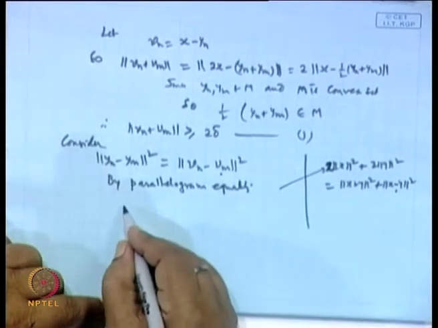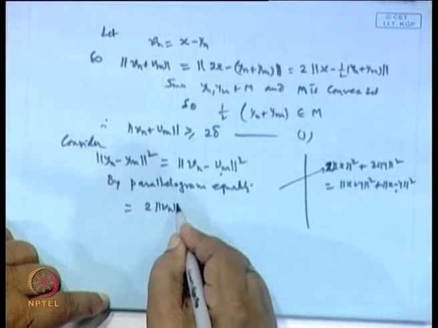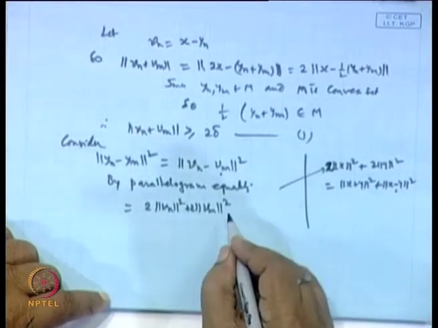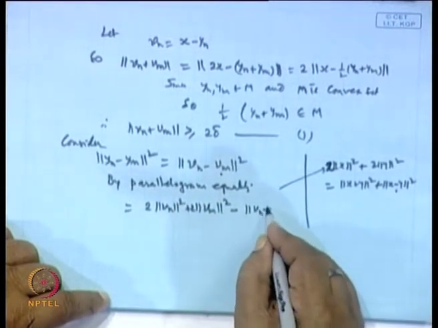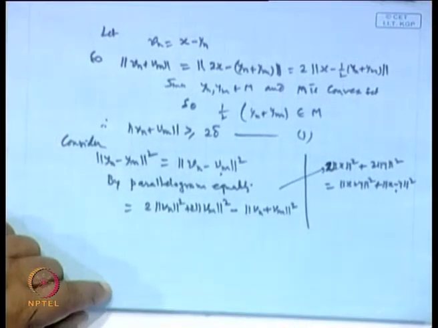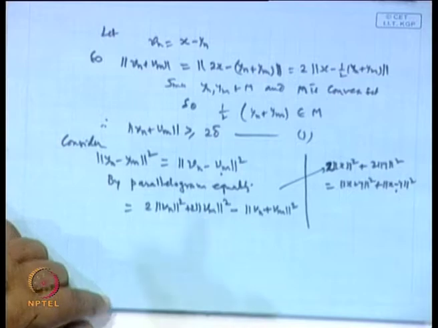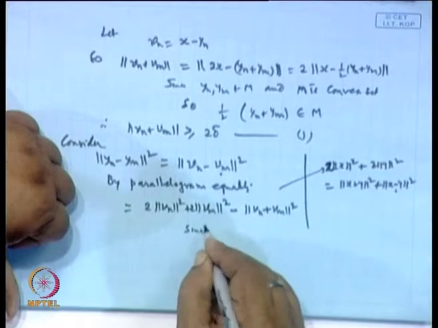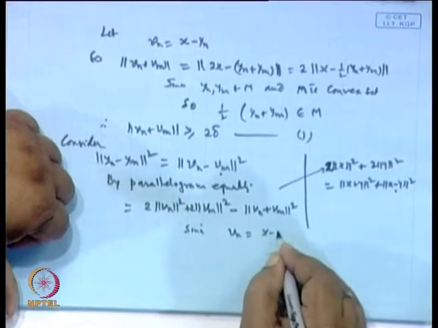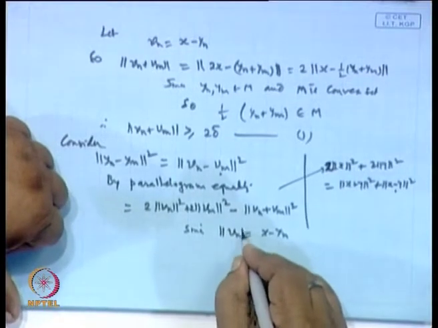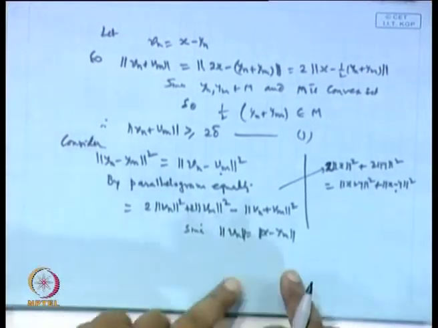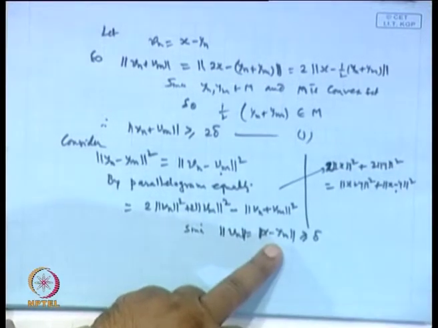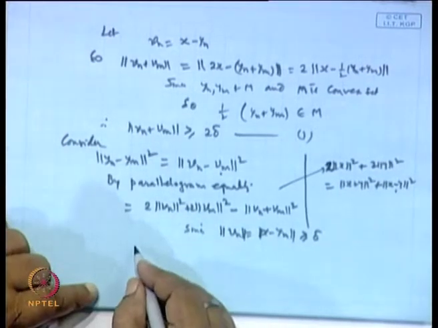So, everything you are writing here will be equal to 2 times norm V n square plus 2 times norm V m square, and then minus the norm of the sum, square. Is it okay or not? Now, what is the norm of V n? Since V n is equal to x minus y n, the norm of V n is the norm of this. y n is a point in M, so this will be greater than or equal to delta. Similarly, y m is also greater than or equal to delta.